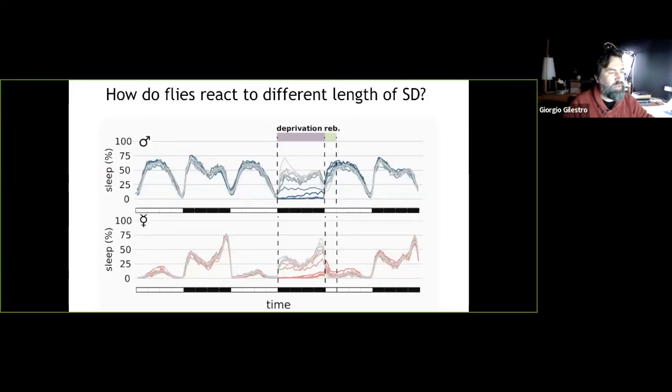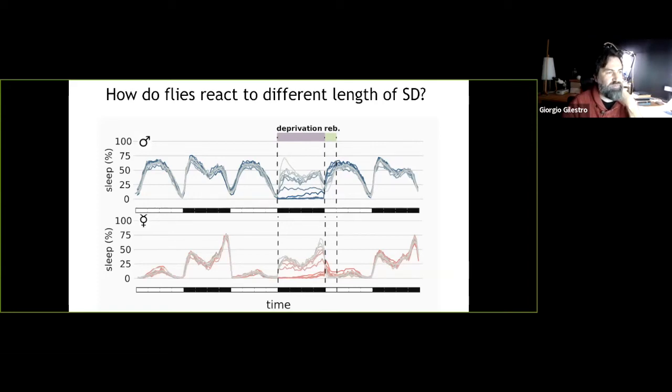And so we now can compare conditions and ask what happens to sleep homeostasis, control of sleep recovery, when we deprive animals of different amounts of sleep. And so we did exactly this. These are different samples for male flies on top or female flies at the bottom.